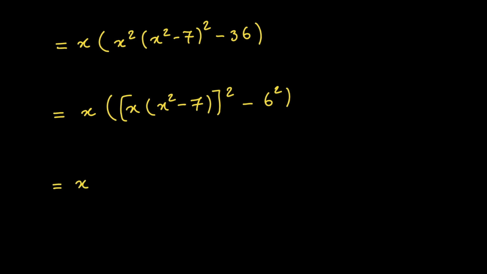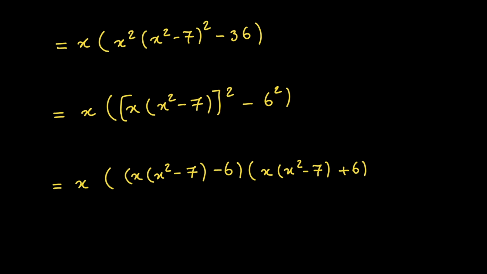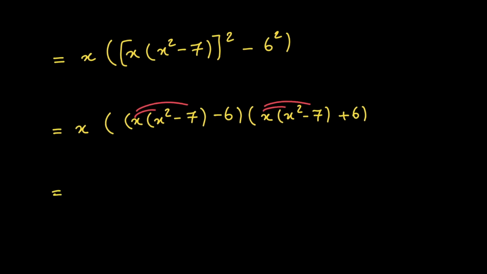So I'm going to write x times x squared minus 7 minus 6 times x squared minus 7 plus 6. Cool. Next, let's go ahead and distribute the x's. So I'm going to distribute this inside of this and this inside of this. So we're going to have x times x cubed minus 7x minus 6 times x cubed minus 7x plus 6.